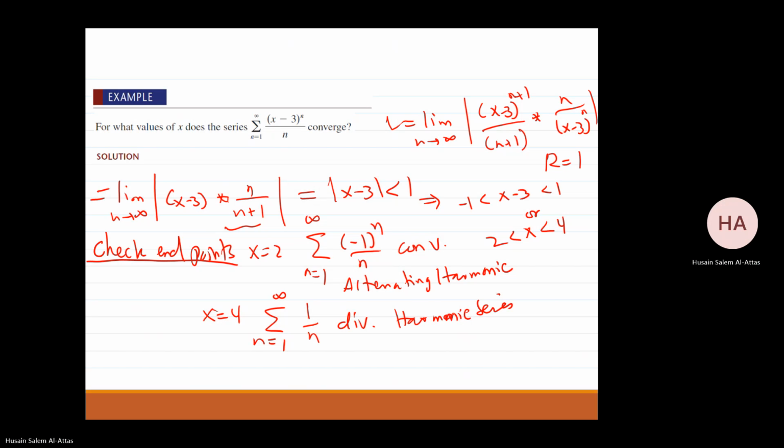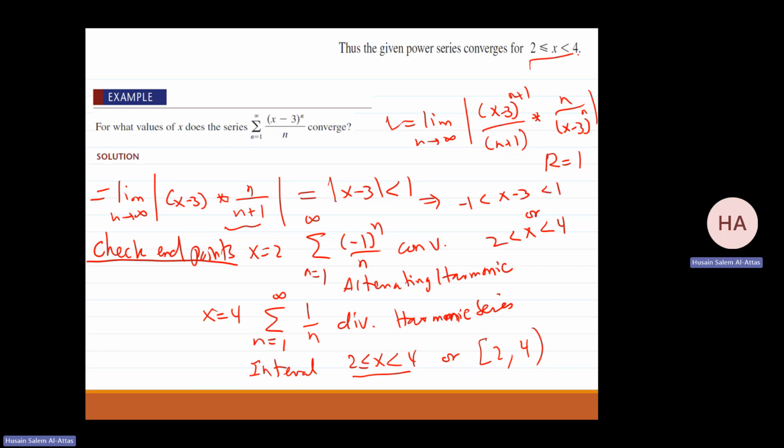Harmonic series. So the interval will be what? 2 is okay, but 4 is not. So this is the values of x where the series converge. Or I can write it as an interval closed-open form. Yes.